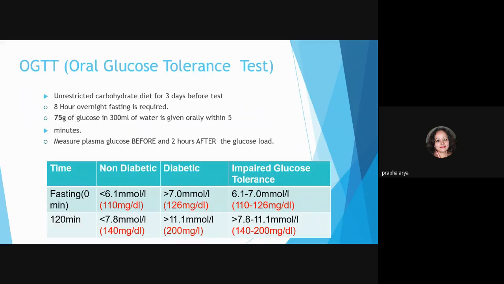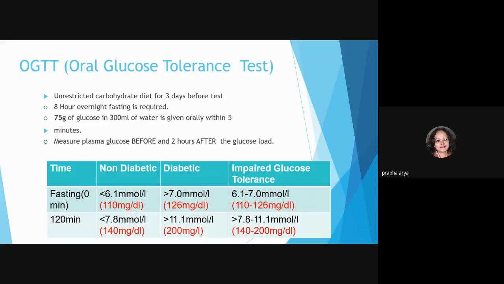The next test is the oral glucose tolerance test, which is done in patients to check the management of glucose, whether they are able to internalize the glucose in their cells or not. So there are different conditions for doing this. The person is advised to have an unrestricted carbohydrate diet for 3 days before coming for the test, and before the test should not have eaten anything for 8 hours.